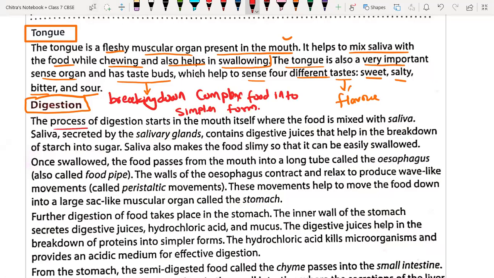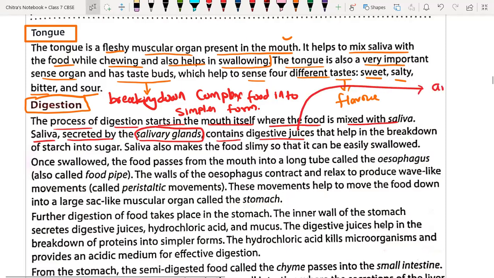The process of digestion starts from the mouth itself. Very important. Because saliva is secreted by the salivary glands, which contain which enzyme? Any idea? It contains amylase, which helps in digestion of sugar. The food is mixed with the saliva, which is secreted by the salivary gland and contains a digestive juice. What is the name of the digestive juice? I am writing it over here. It is amylase.